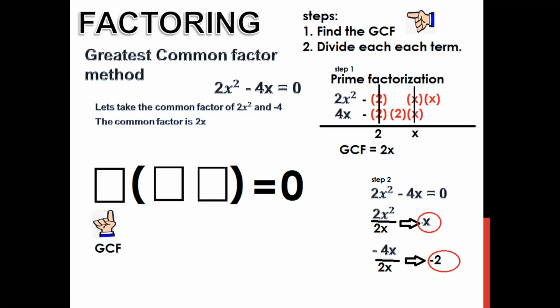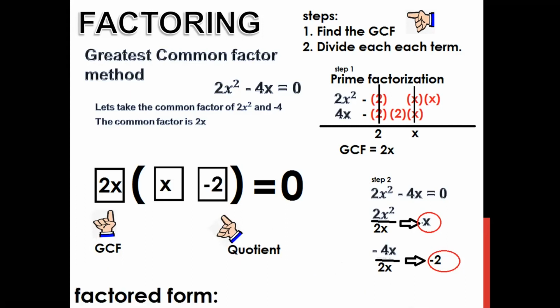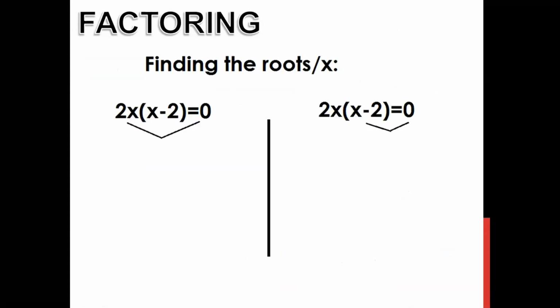Okay, here is our GCF, the 2x, and the quotients of our terms divided by our greatest common factor we'll put here. We have x and negative 2. In factored form, we have 2x times x minus 2 is equal to 0.